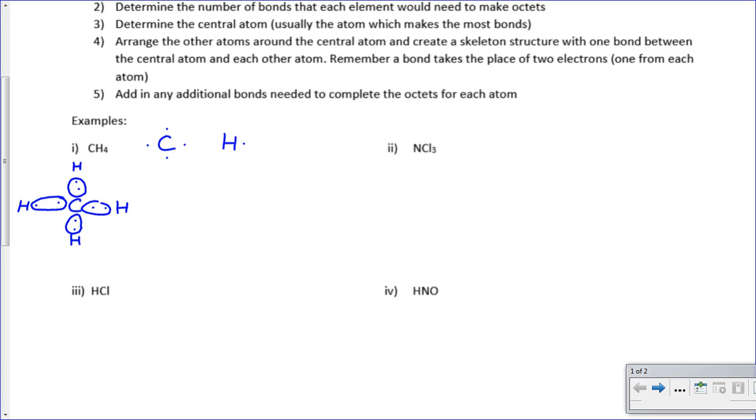So then the last step of this is we take those circled electrons and we make them into sticks like this, bonds, and we show the Lewis structure for CH4 looks like this.